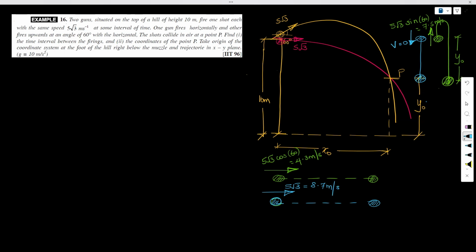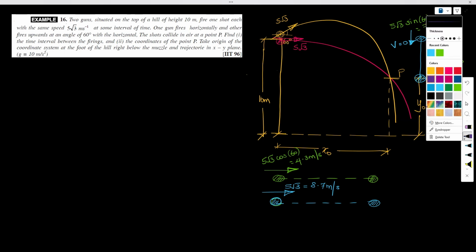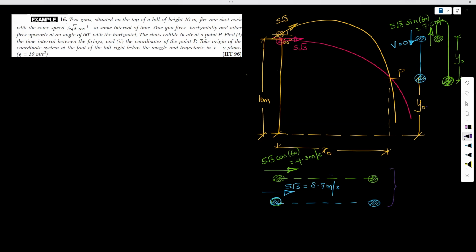In this question, you should understand that the two particles are not fired at the same time. So one particle has been fired initially, and then after a while, the other particle has been fired. So which is fired first? So if we compare the horizontal projection, one has a greater velocity than the other one, right? So one is 8.7, the other one is 4.3.